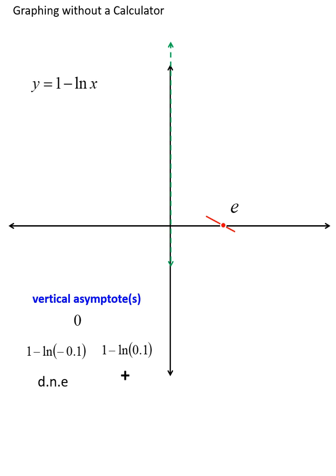Think of it another way. If x is 0.1, y is some positive number. Therefore, this graph must contain the point 0.1, comma, positive. Where is that? Well, it's somewhere up there. And that proves that the graph is approaching the asymptote in that fashion.